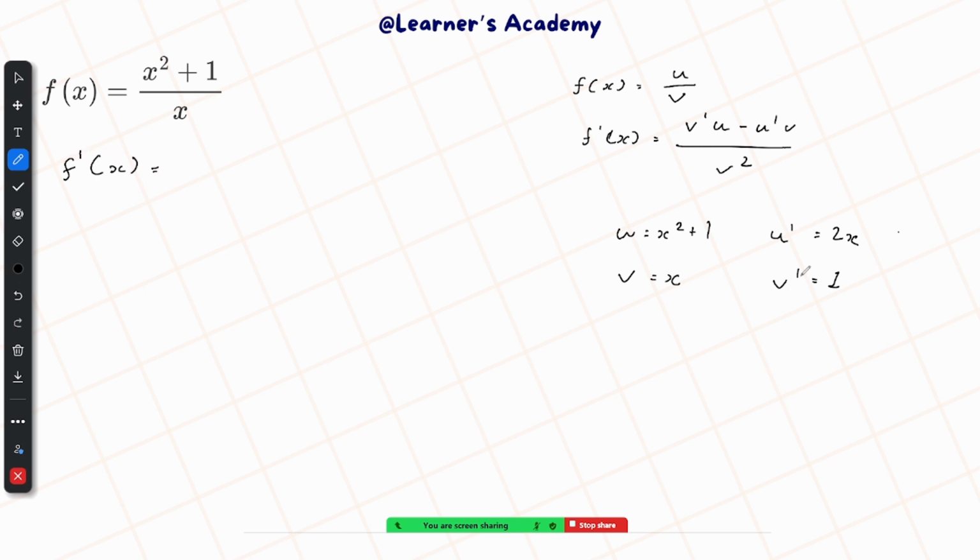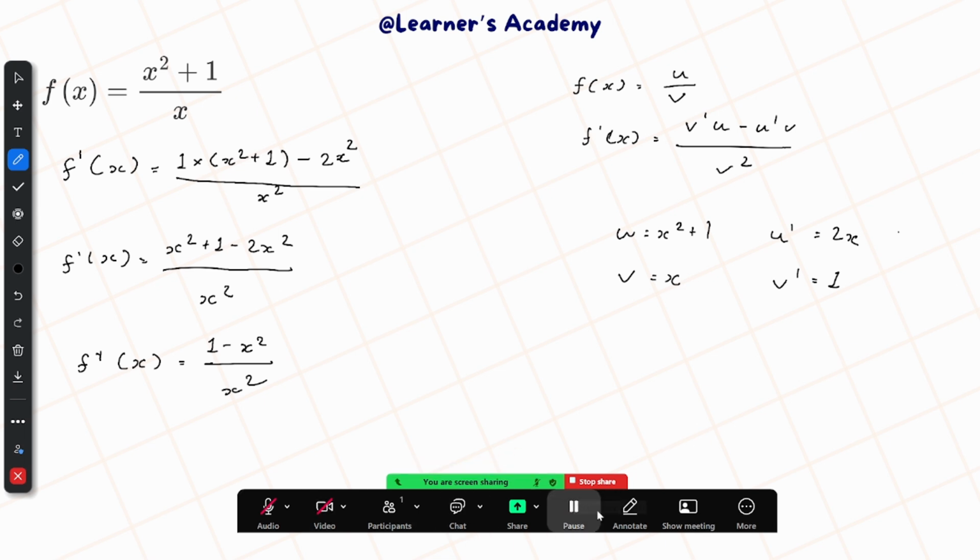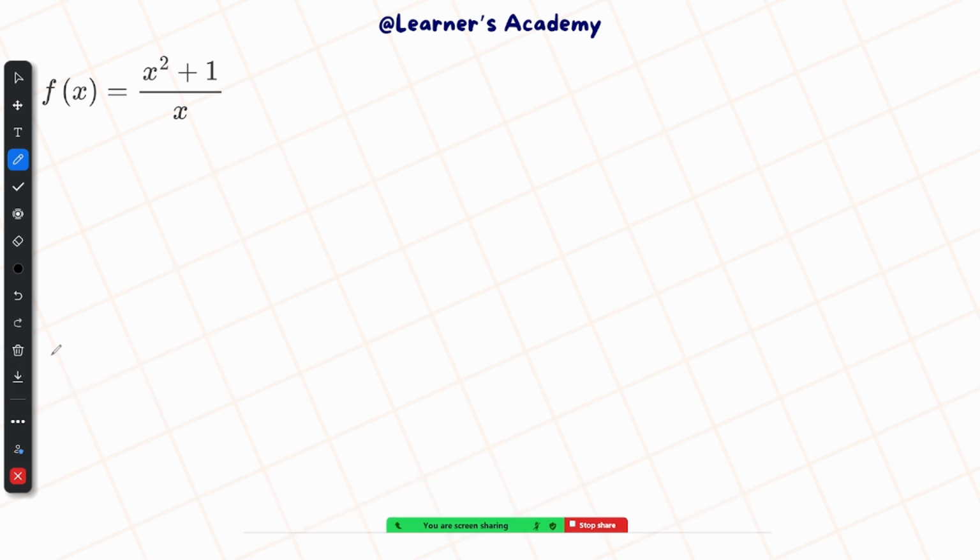So v prime results in 1 times x squared plus 1, and then minus u prime, which is 2x, times v, which is x, so x times x gives us x squared, and v squared gives us x squared here as well. So f prime of x is x squared plus 1 minus 2x squared, all divided by x squared. And the final answer is f prime of x equal to 1 minus x squared divided by x squared. Okay, so let's move on to the next part.